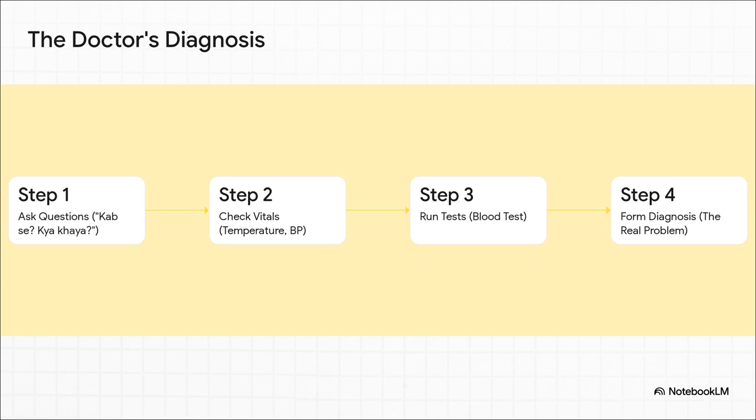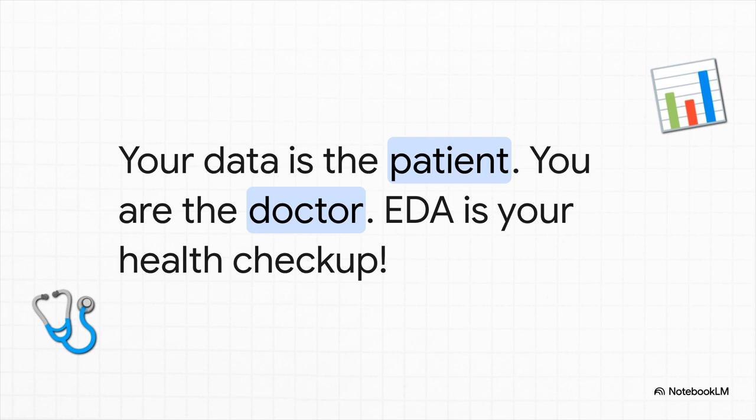Kab se ho raha hai, kya khaya tha? How long has this been happening? What did you eat? Then they check your vitals, your temperature, blood pressure. If they're still not sure, they'll run deeper tests, like a blood test or an X-ray. And only after all of that investigation do they figure out the real problem and decide on a treatment. And that's it. That's the perfect analogy.